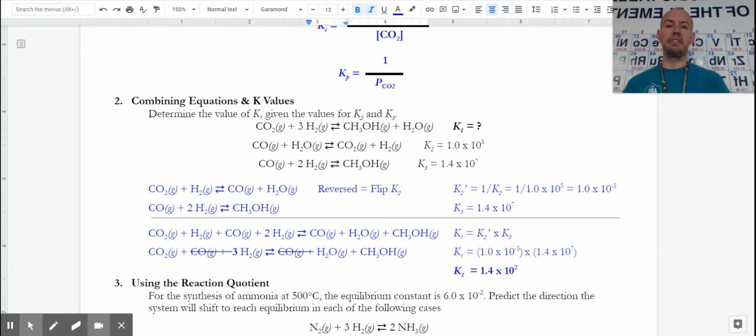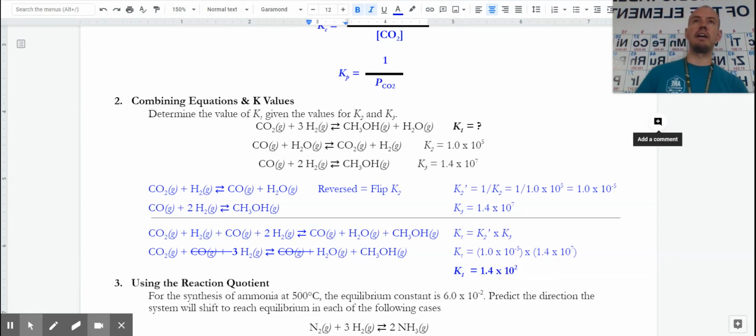The first of the two given ones, which is related to K2, has CO2 as a product, but we need to know what it would be as a reactant. It also has hydrogen as a product, and we want it as a reactant. And it has water here on the reactant side where we want it to be a product. So in doing so, we reverse the reaction.